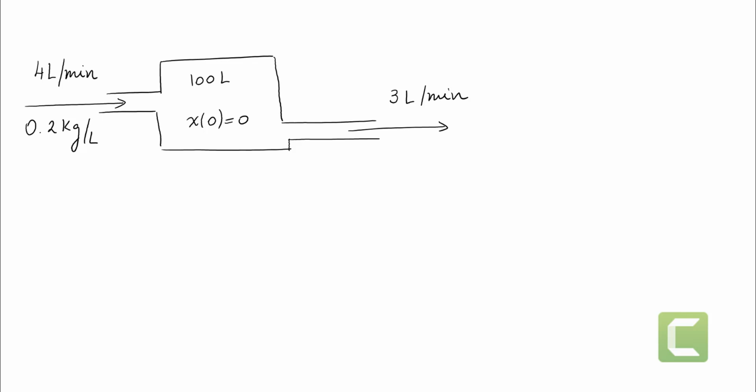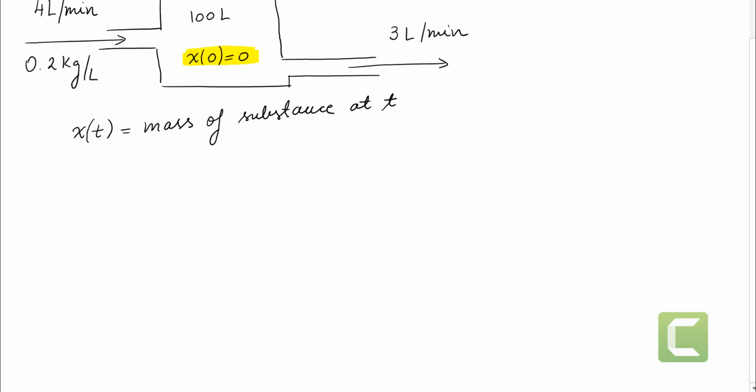It's 100 liters, and I also know that the mass of substance initially is 0, or if you're thinking of a brine solution, let's say initially in the tank is pure water. So let's label with x of t the mass of salt or mass of substance at time t, and let's create the equation.